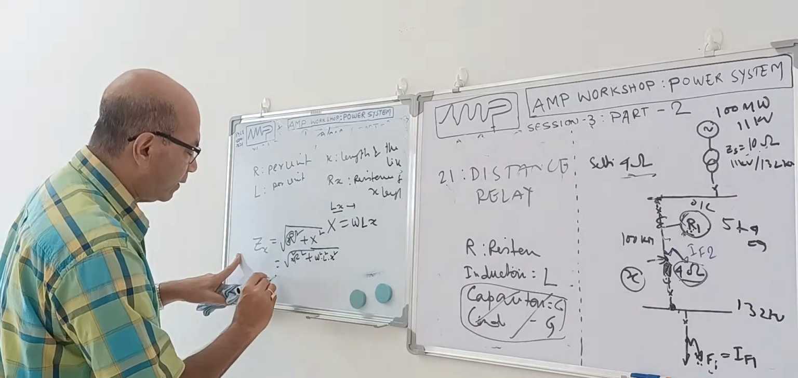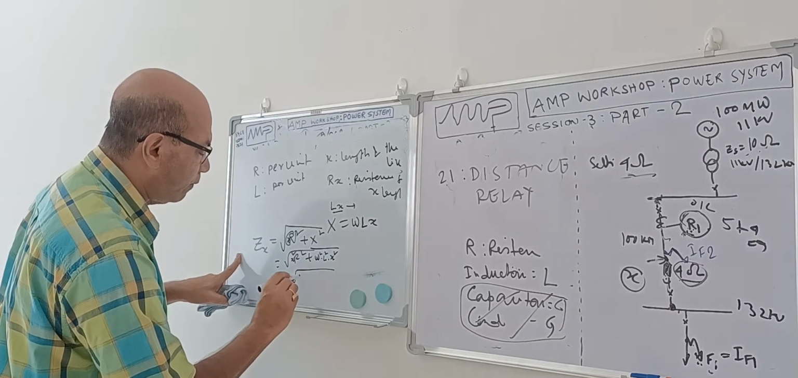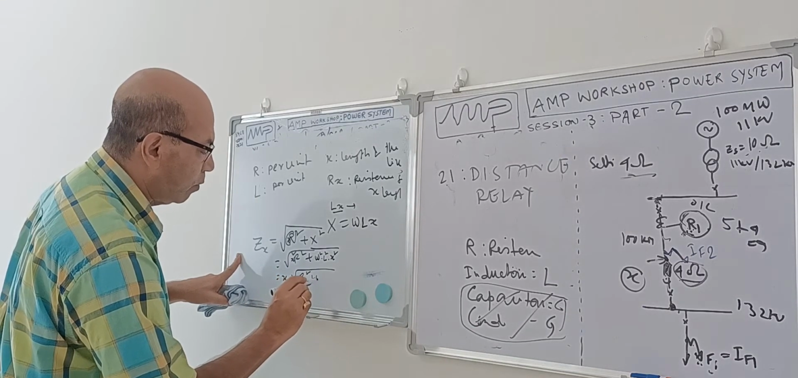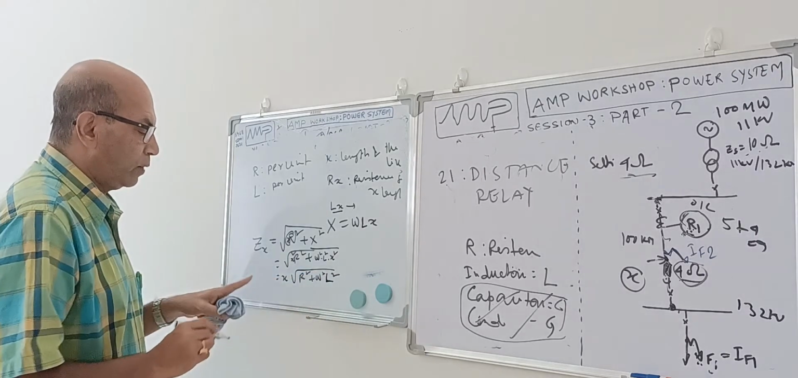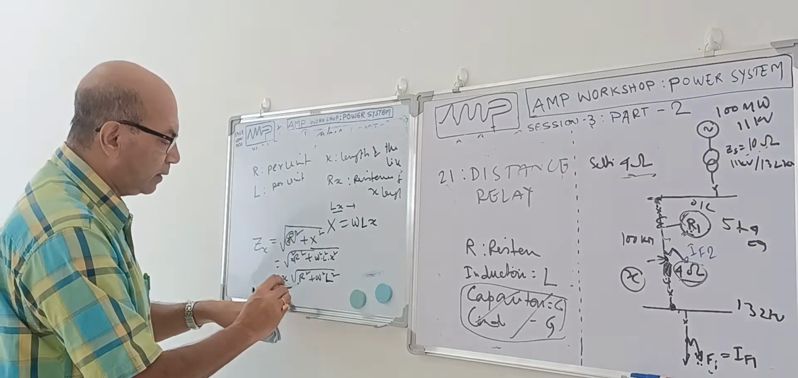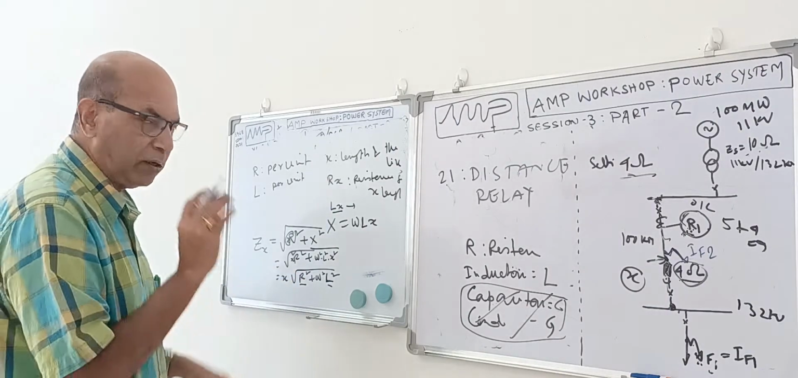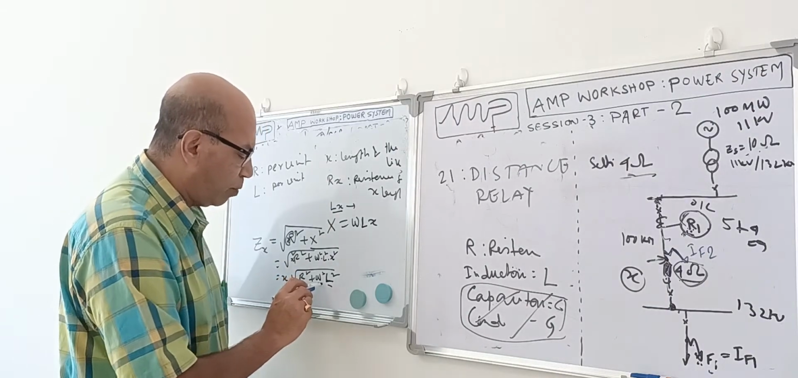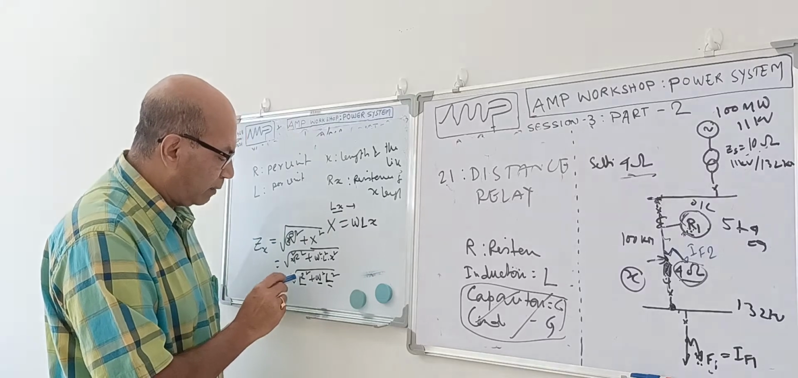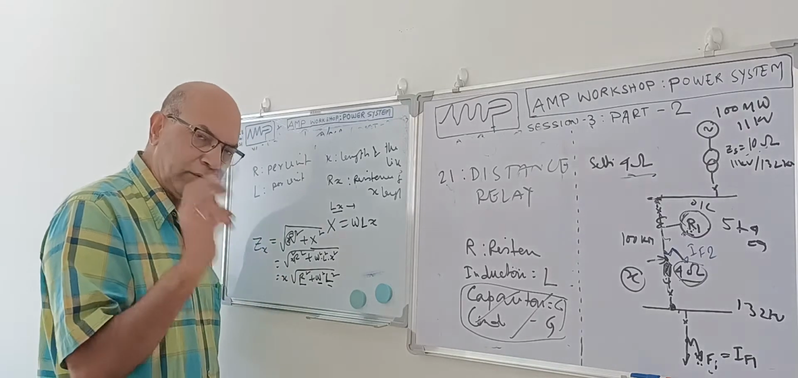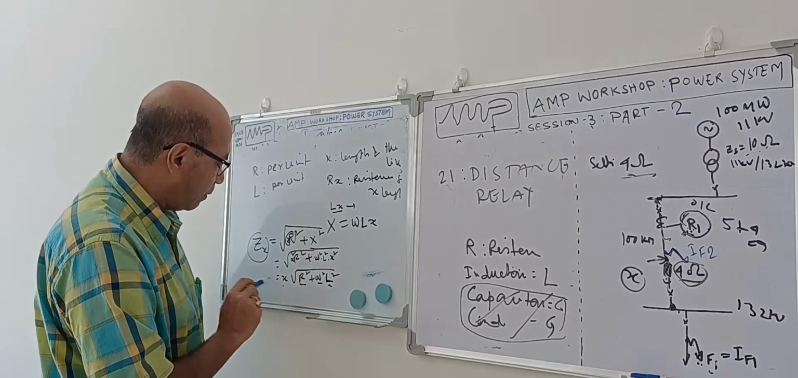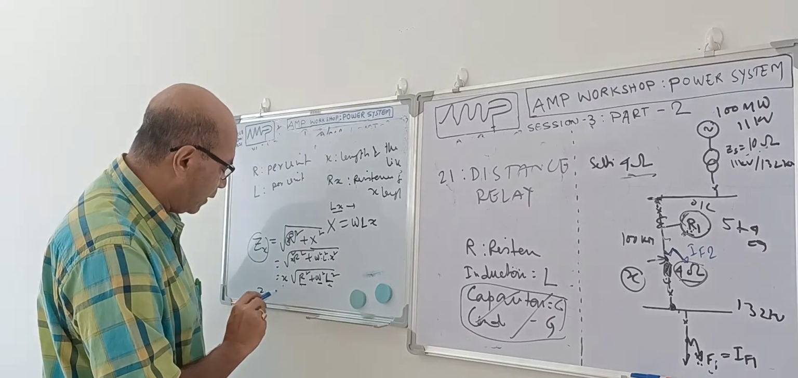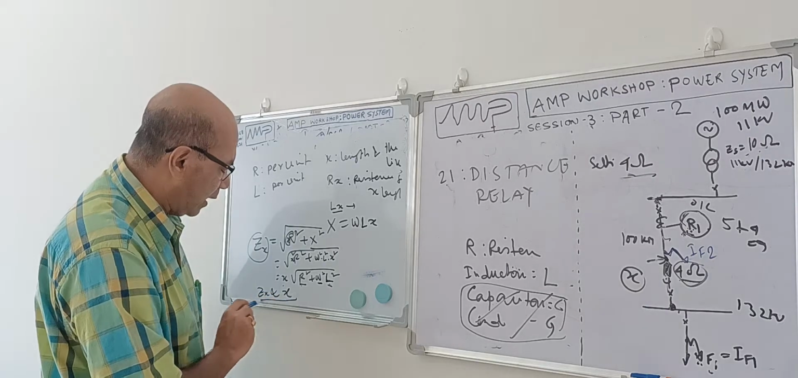So if you take X out, then it is X into root of R square plus omega square L square. So you see, for the impedance of the line, this R and omega L are all for a particular frequency, 50 Hz or 60 Hz. Omega is constant. R is the per unit resistance of the line, which for a particular line is also constant. So Zx depends on what? That means we can say Zx is proportional to X, that is the length of the line.